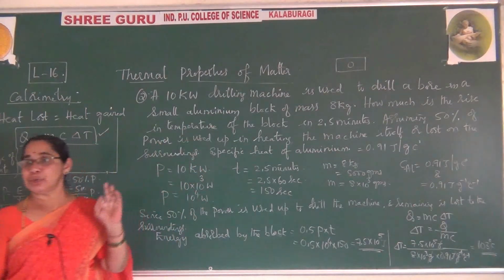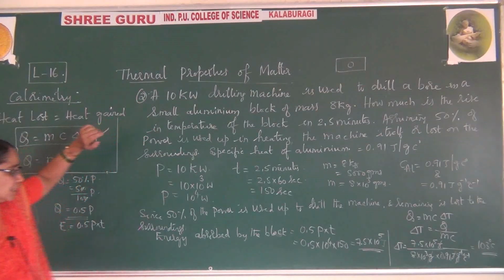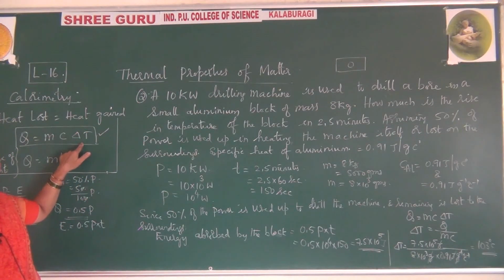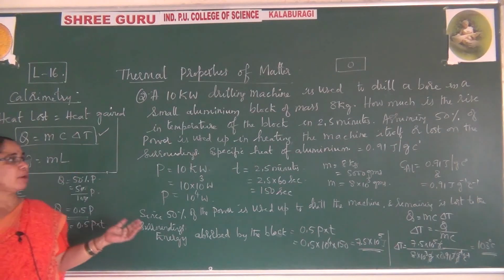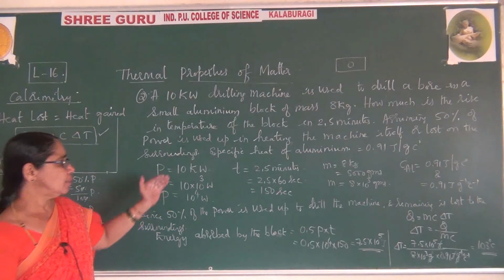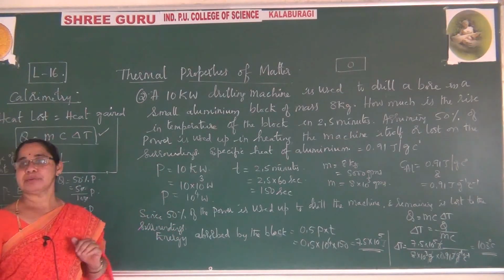So today I have learned two different types of calorimetry problems using the concept Q is equal to MC delta T. Some more problems I will solve in the coming classes. So at present be familiar with this. With the help of this you can solve very many problems easily.